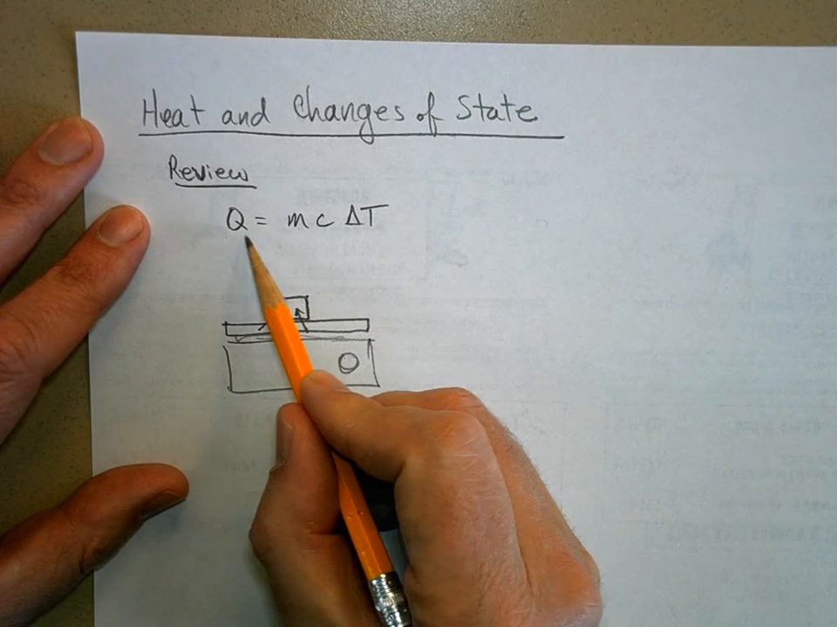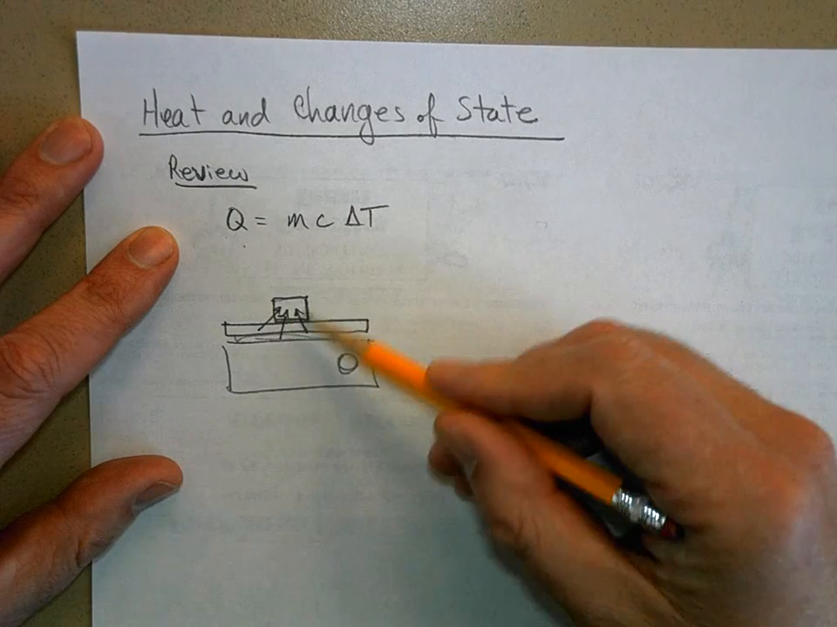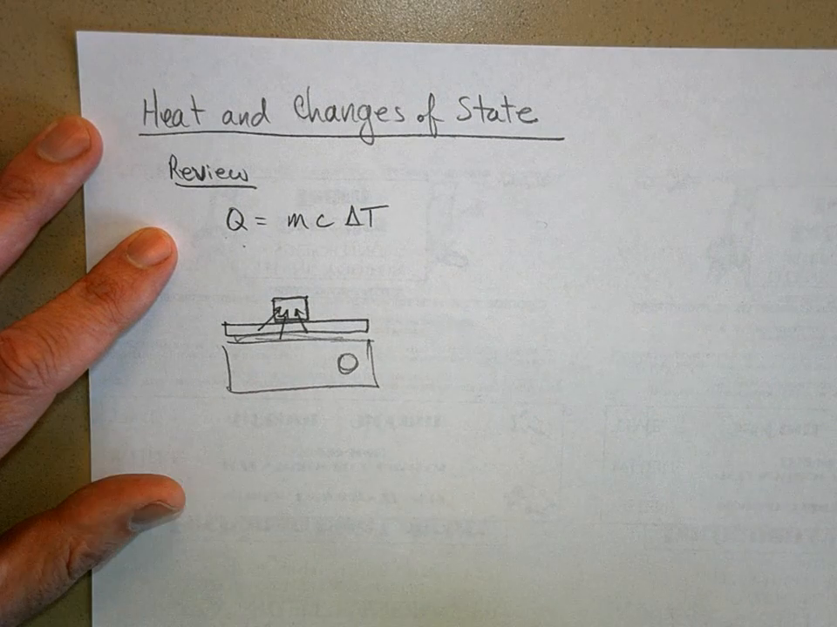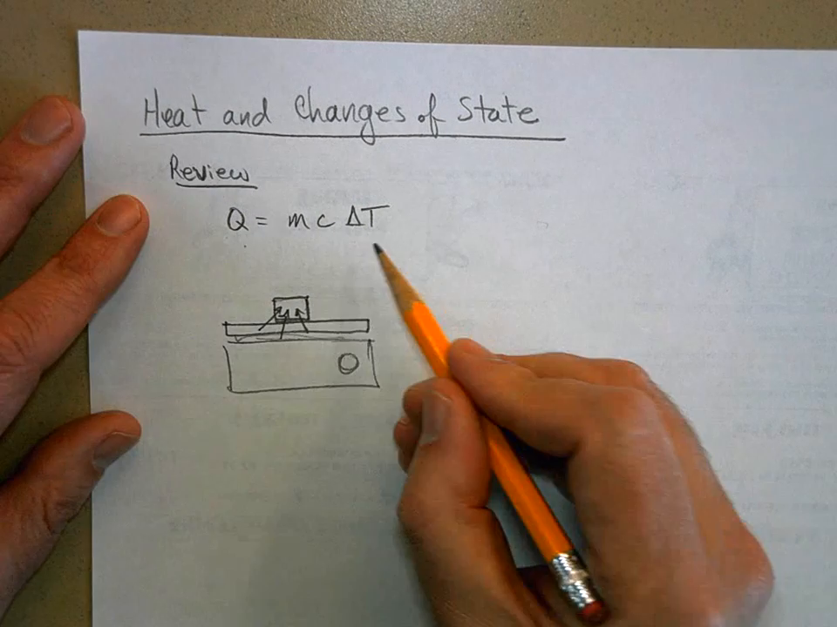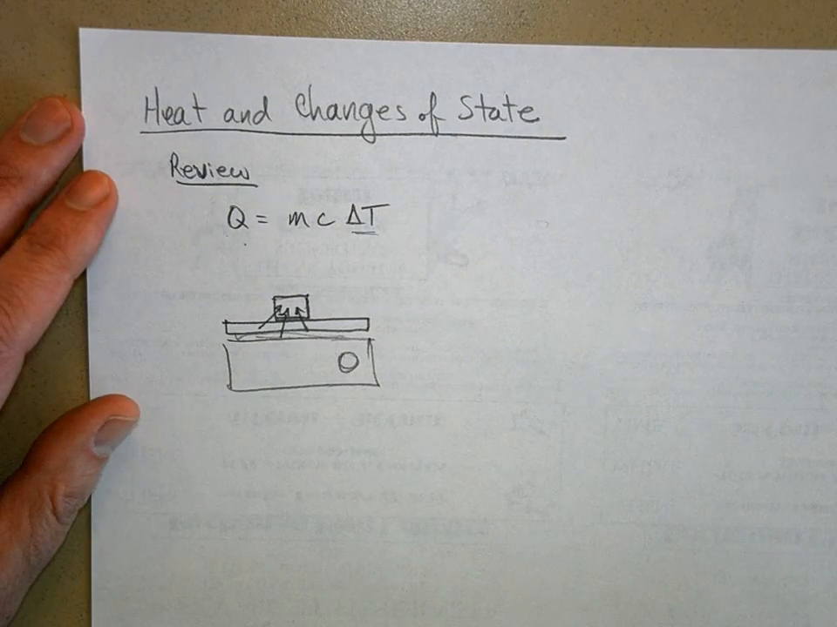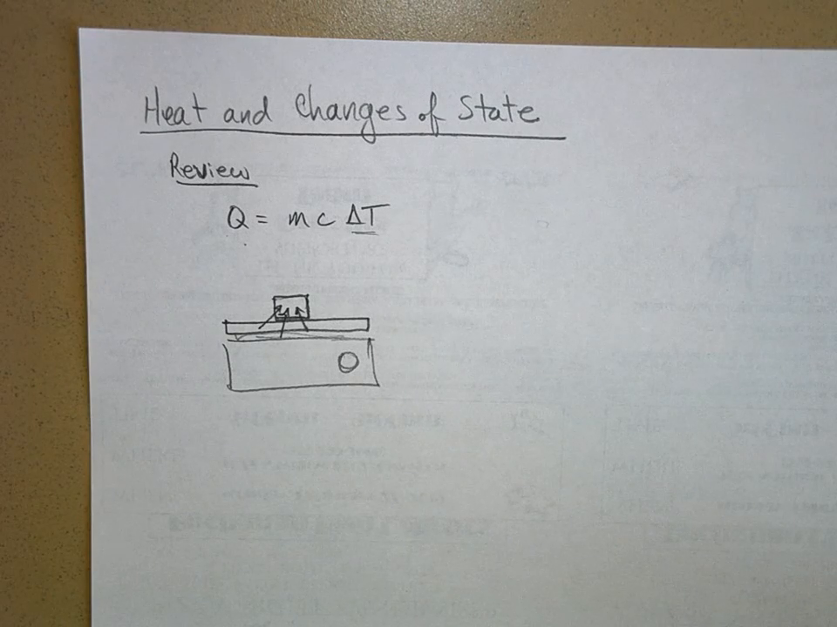As this amount of energy in joules is transferred into the object, well, what happens to the object? It changes temperature. It increases in temperature. We're adding thermal energy to it, and it increases in temperature. Okay, but there are situations where I add thermal energy to a system and the temperature doesn't change. And that's what we're going to talk about today.